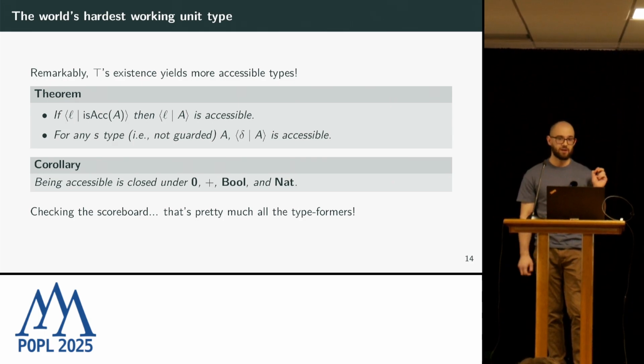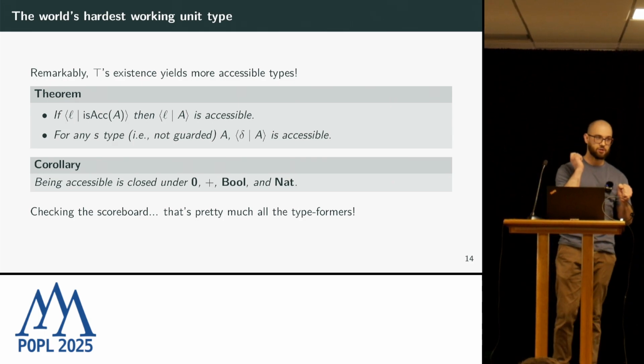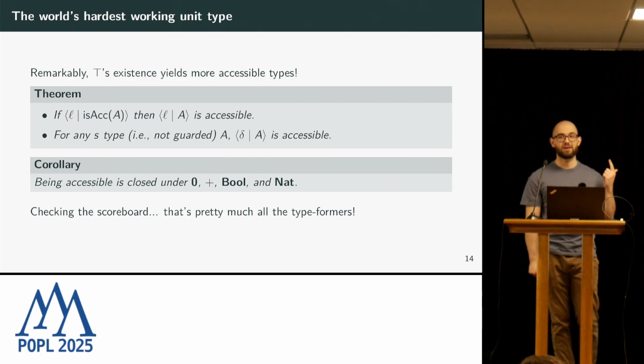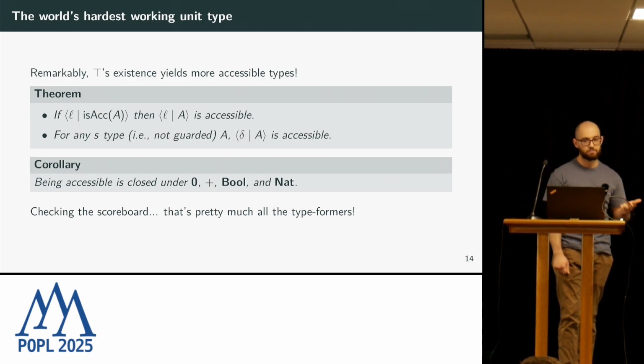In particular, the existence of top, together with its interactions with other modalities, and this new rule tells us that accessible types are closed under later, and every constant type is accessible. So in particular, 0 plus bool and nat are all accessible. And so on the previous slide, we had all of the negative types in the universe, and now on this slide, we have all of the positive types.